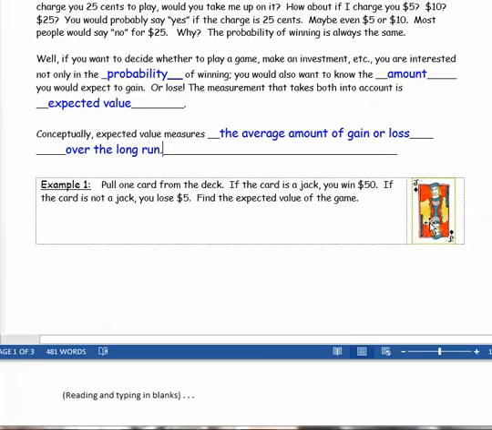Example 1. Pull one card from the deck. If the card is a jack, you win $50. If the card is not a jack, you lose $5. Find the expected value of the game.